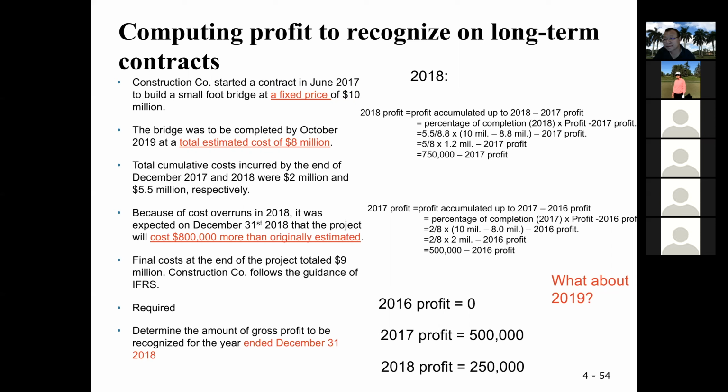Okay, so that's a little bit different from the previous example, right? Because in the previous example, they tell you the actual cost for each year, right? In this example, they didn't tell you that information. So what you do is you just consider the cost is also recognized evenly according to the revenue. So then you just put the revenue and the cost together, you calculate profit.